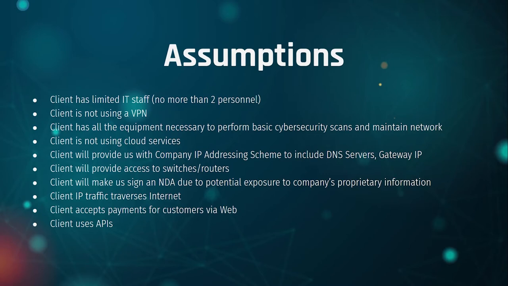They will provide us with a company IP addressing scheme to include DNS servers and gateway IP. Client will provide access to switches and routers. Our client will make us sign a non-disclosure agreement due to potential exposure to the company's proprietary information. Client IP traffic traverses the internet and accepts payments from customers via the web. Our client uses an application programming interface. These are the assumptions we've made for this project.